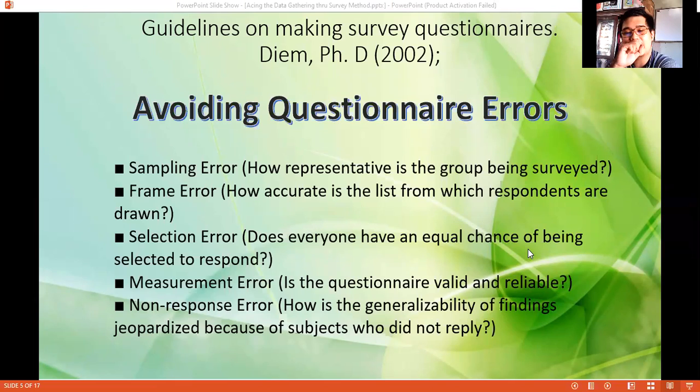The second concern there is the non-response error, the generalizability. Remember the rule, the bigger the sample, the better. The bigger the sample size, the better because it increases the chance of generalizing the data, extending the data from your sample to the population it is representing. So, dapat talaga, you need to know what is the maximum approximation of your sample.